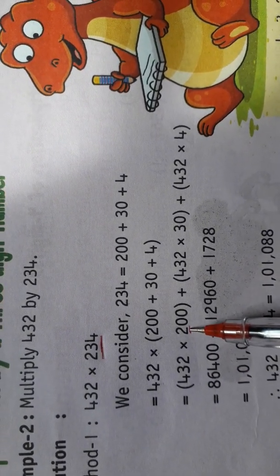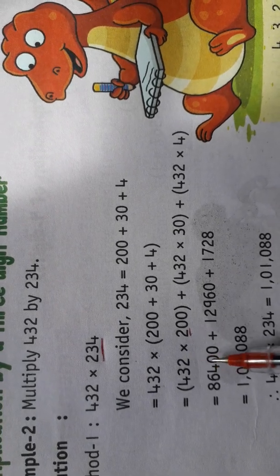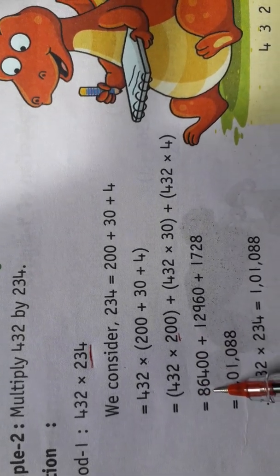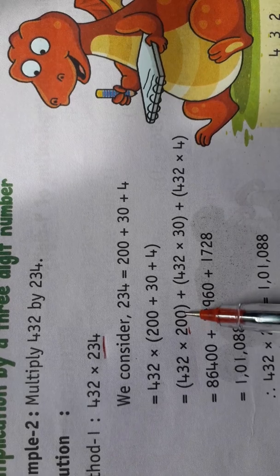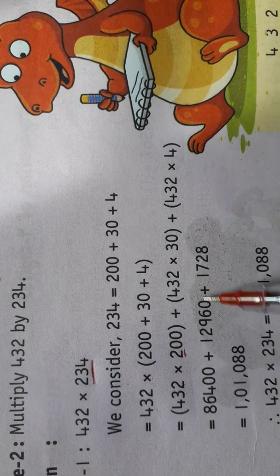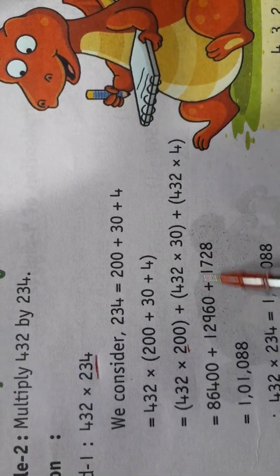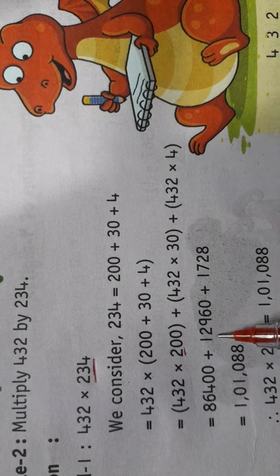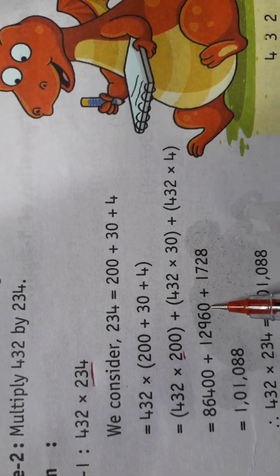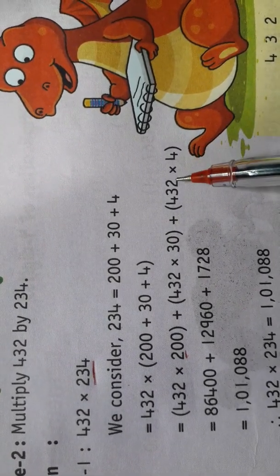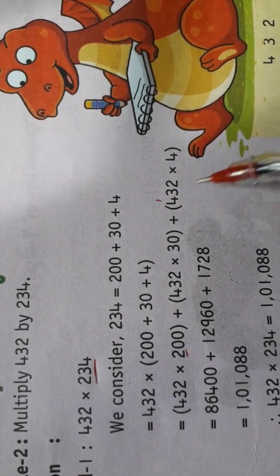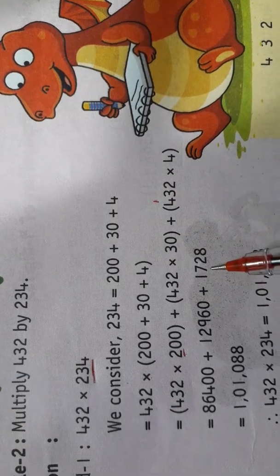Now 2 into 2. 2 2s are 4, 2 3s are 6, 2 4s are 8, and these 2 zeros we will write directly in the answer. Now again 3 2s are 6, 3 3s are 9, 3 4s are 12 plus 4, and writing the 0 in the answer. 4 2s are 8, 4 3s are 12, 1 carry, 4 4s are 16 plus 1, 17.